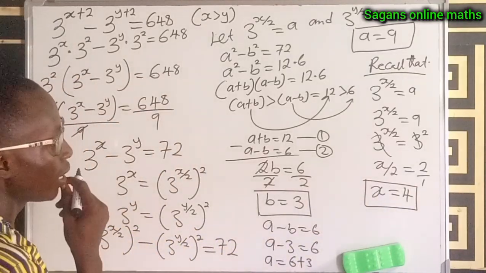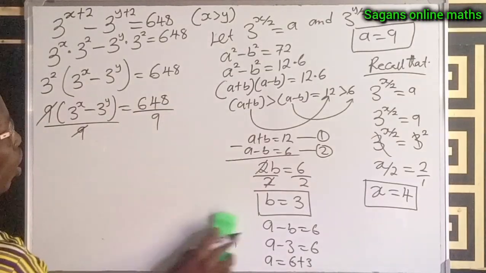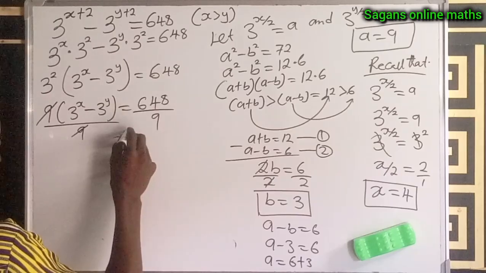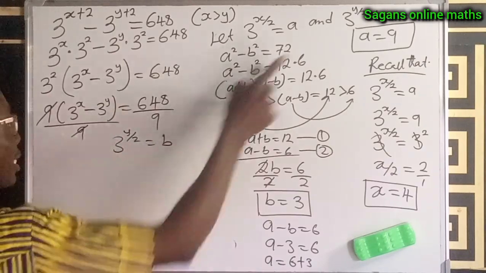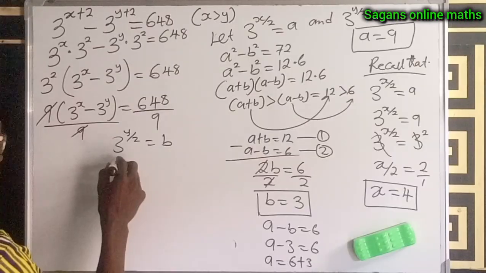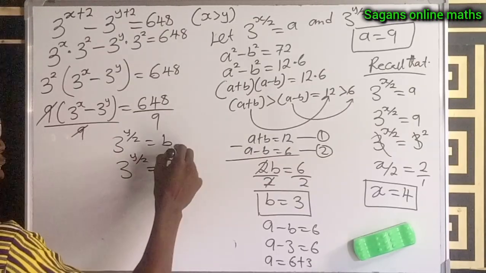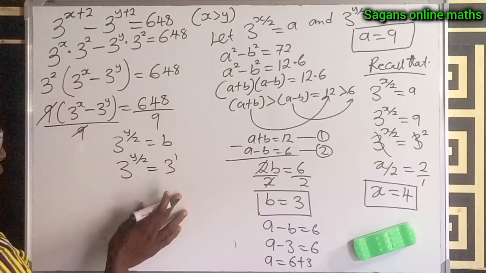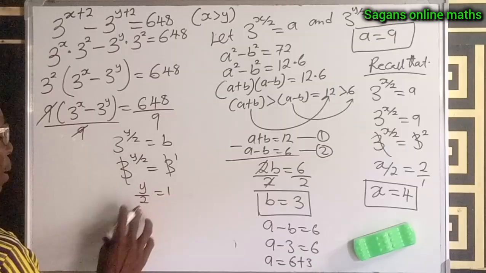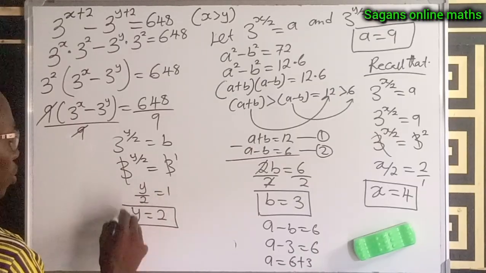Wow, this is amazing. And we know that also 3 to the power of y divided by 2 is equal to b. And we know that our b is 3. So 3 to the power of y divided by 2 is equal to 3. And the power of this 3 here is 1. We can equate the powers since the bases are the same. We can do without them. So y divided by 2 is equal to 1. By cross multiplying, our y is equal to 2. This is the value of y.